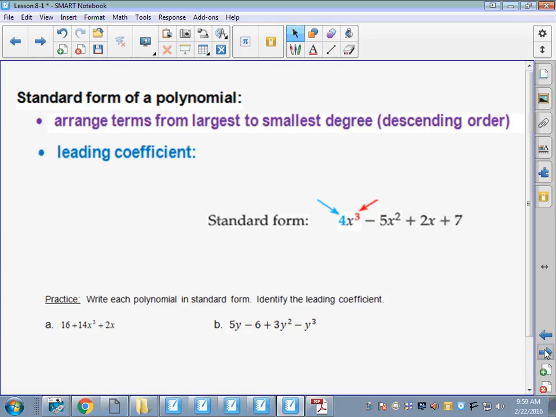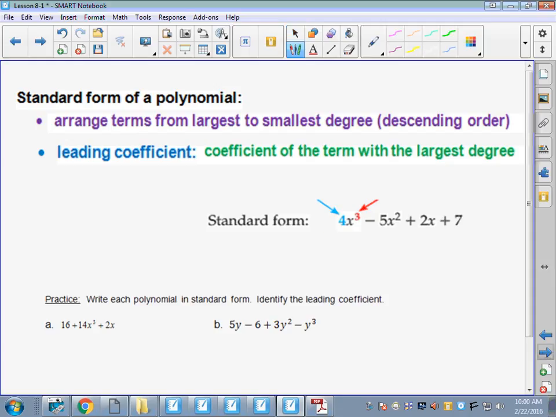And it's also going to ask you about the leading coefficient. So the leading coefficient is the number in front of the term with the largest degree. The number or coefficient of the term with the largest degree. Remember, coefficient is the number out in front of that variable. So I gave you a little example here. 4x cubed minus 5x squared plus 2x plus 7. So I've got myself 4 terms, it looks to me.